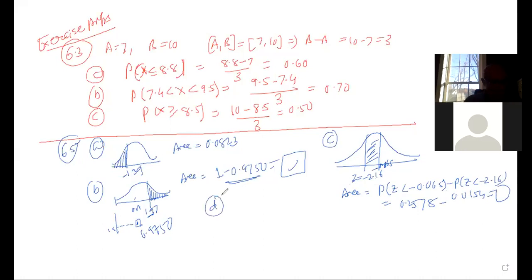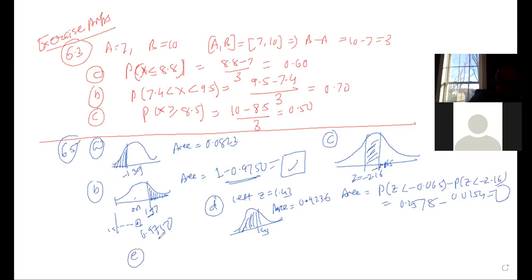Then I would like to go for the D part. D part says to the left of Z equal to 1.43, same thing, guys. So 1.43 is somewhere over here, and left means this one. Whatever the 1.4 and 3 value is on the table, directly you can find the area. Area is equal to 0.9236. So A, B, C, D.